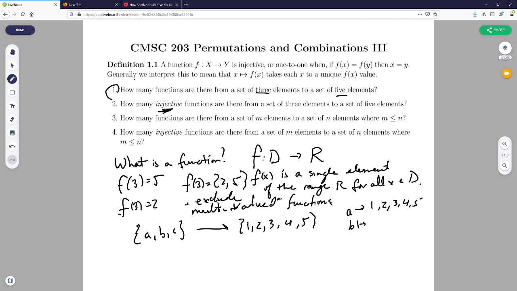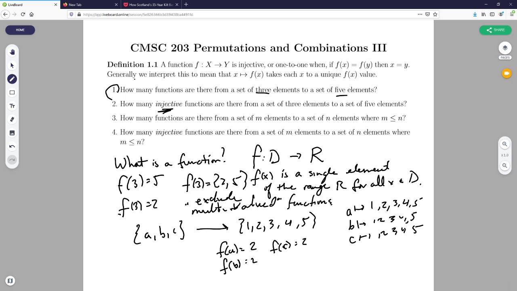B can be assigned to 1, 2, 3, 4, or 5, etc. And C can be assigned to 1, 2, 3, 4, and 5. All right. So what can we do with this? Each one of the elements of the domain has a choice of which element it's going to go to in the range. And since it's just a function, it doesn't have to be a distinct element. It can be the same element, right? Because f of a can be 2, f of b can be 2, and f of c can be 2.